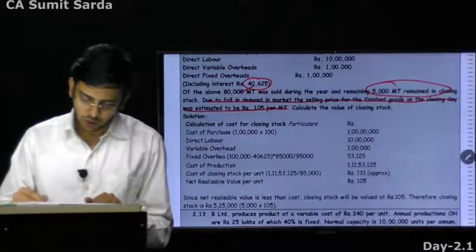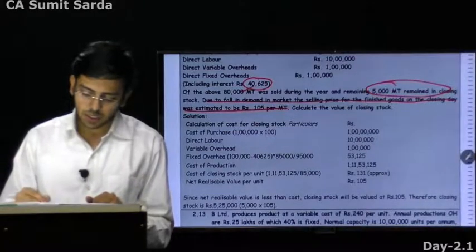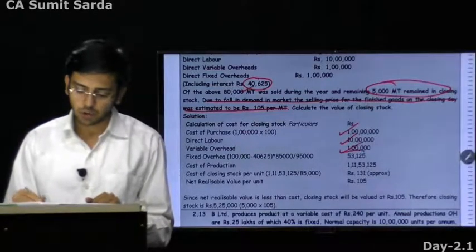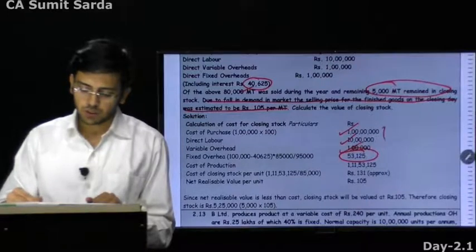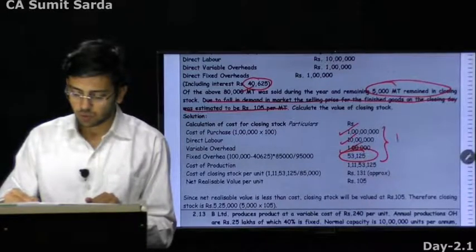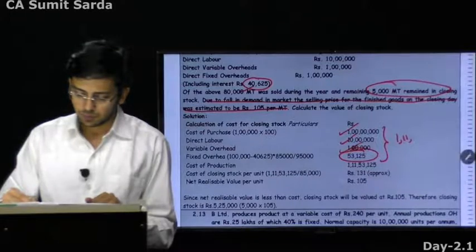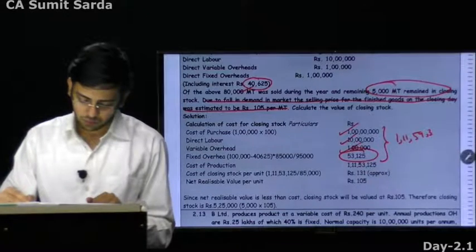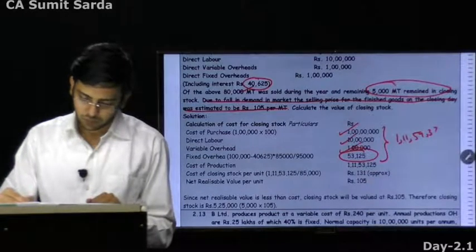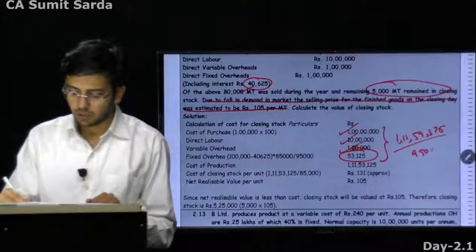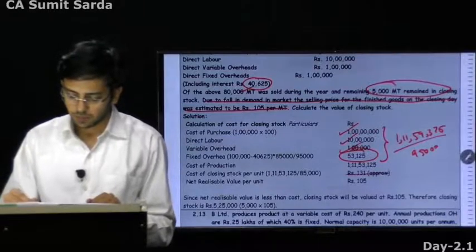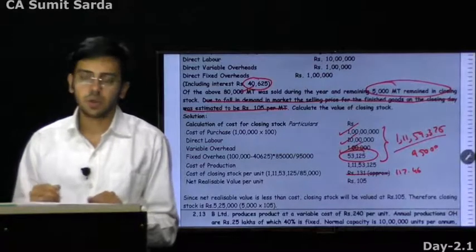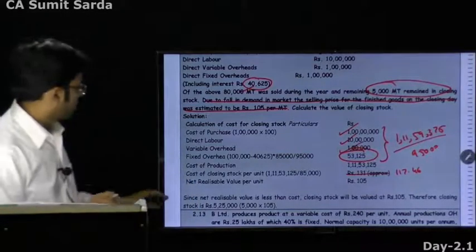Okay, so we need to change this answer. The answer given by ICAI has included material, labor and overhead without any changes being made. Only in factory overhead were changes made. If we consider everything to be abnormal, what we have to do is 1 crore 11 lakh plus 59,375 divided by 95,000 units. So we get 117.46.